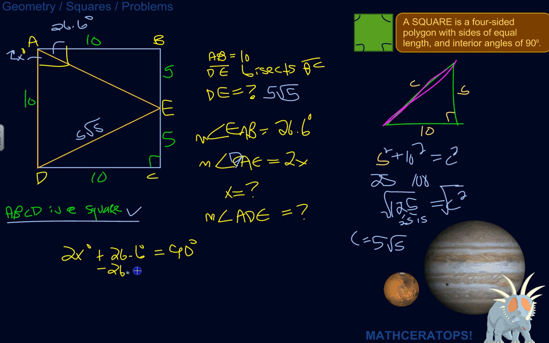Subtract 26.6 from both sides. So what is that? 10 minus 6 is 4. Borrow, then carry, and that's 3. Just going old school. 63.4 degrees. Does that make sense? Yeah, that makes sense. Okay, so 2x degrees equals that, 63.4. So I could divide both sides by 2.